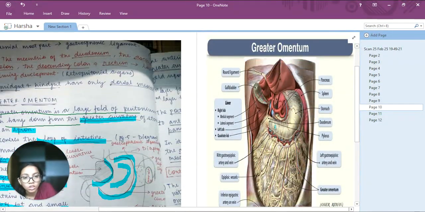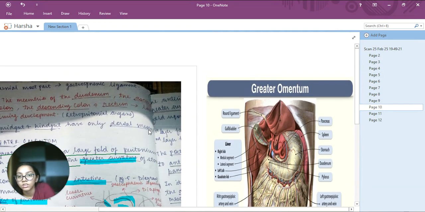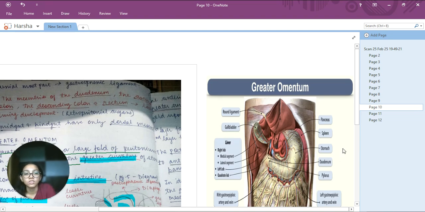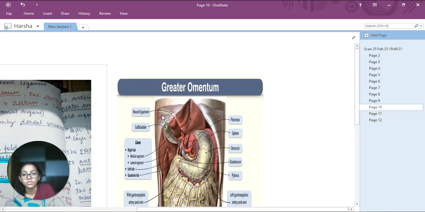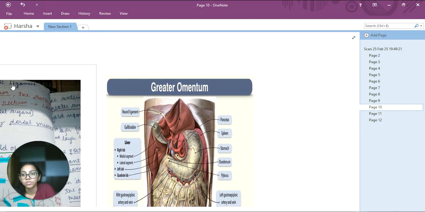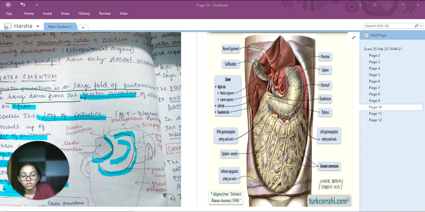As you can see, this is the greater curvature of the stomach, and from the greater curvature there is hanging down what is known as the greater omentum. As it is written over here, this is the greater omentum, and this is the greater curvature of the stomach.